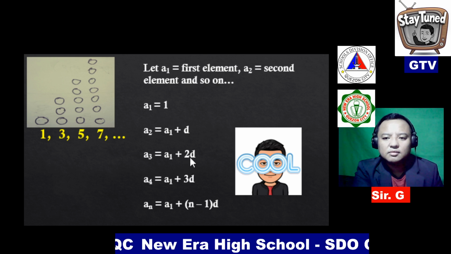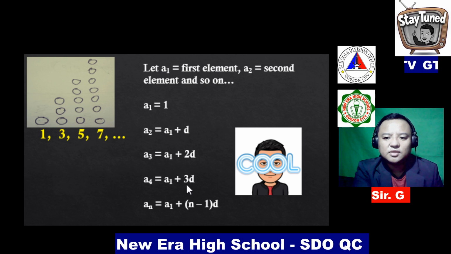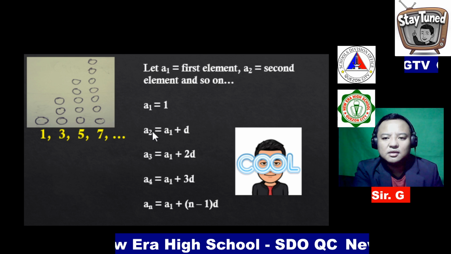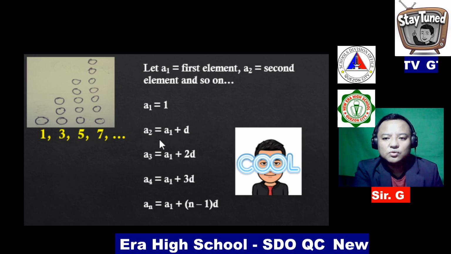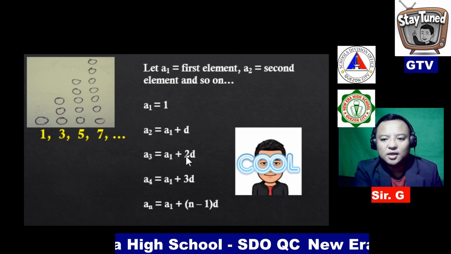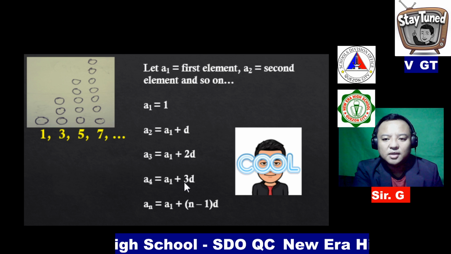The one beside the common difference. What did you notice? Alright. So we just subtract 2 to 1, then we arrive at 1. Then 3 to 1, we arrive at 2. 4 to 1, we arrive at 3.